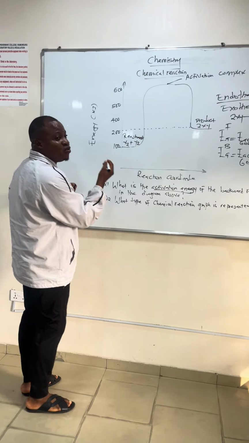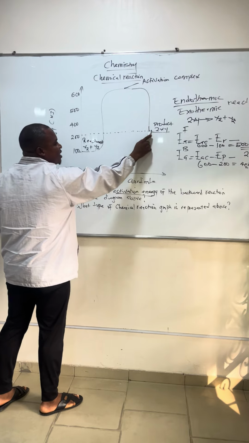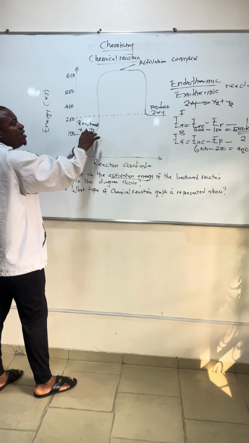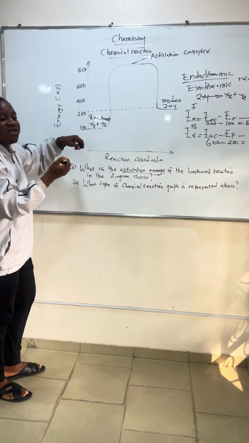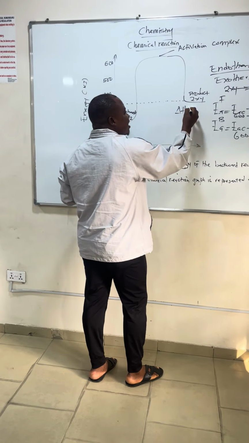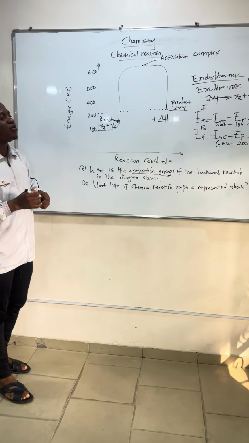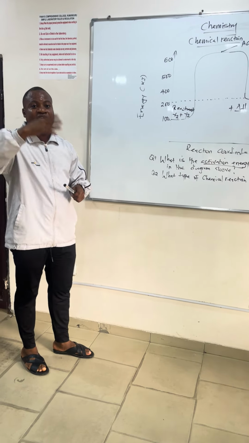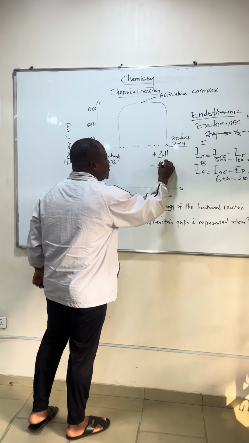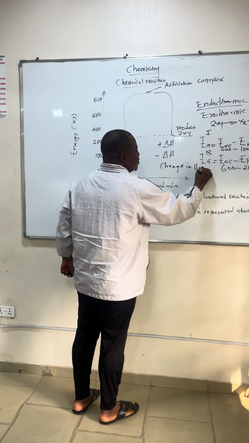And that is why, if you also look at the graph, the product is higher than the reactant. In the movement of the graph, the product is higher than the reactant. Also, because heat is being absorbed into the reacting system, delta H, change in heat, is positive in endothermic reaction. But if we are talking about exothermic reaction, since heat is given off to the surrounding, delta H becomes negative. Delta H means change in heat.